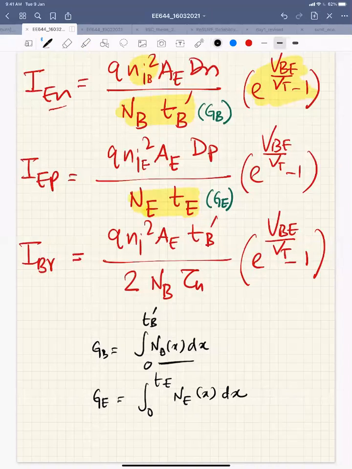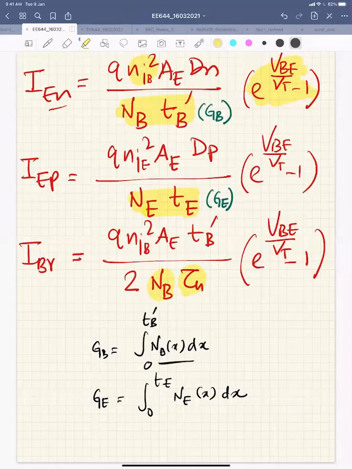And IBR also you have derived. IBR will come in this form. This is definitely an IB, because this depends on the base charge. So Q NIB square AE TB dash by 2 times NB tau n. Tau n is your recombination lifetime. You are injecting electrons into the base; how much time can they stay without recombining? That is your tau n, and it also depends on the base doping.